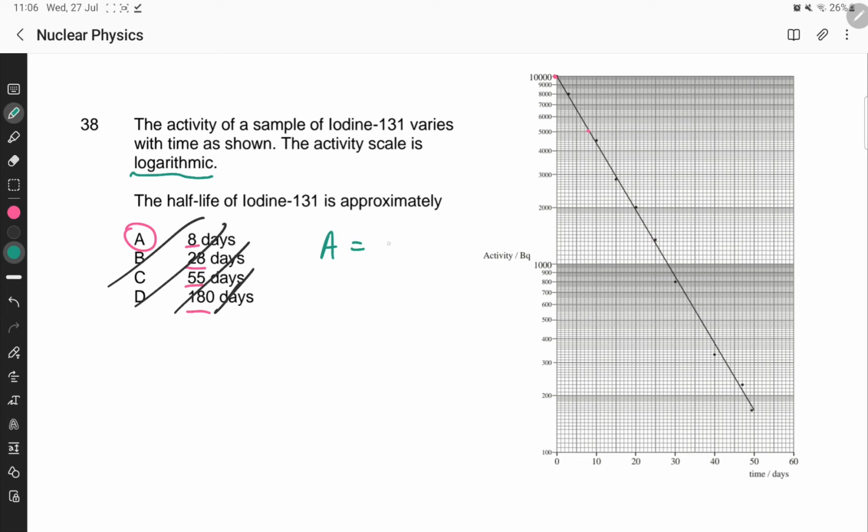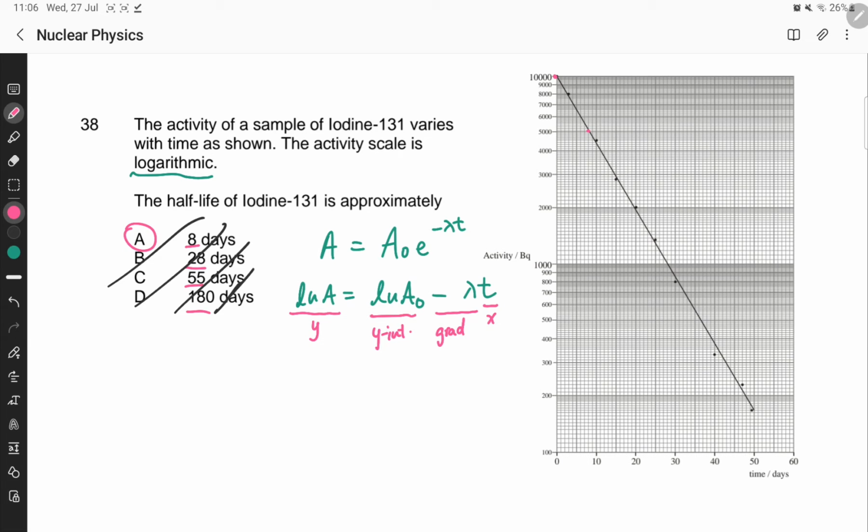So let's write out A equals A naught e to the power of minus lambda t, the proper equation. So you see, ln of A gives us ln of A naught minus lambda t. So this is a linearized equation. When you plot ln A against time, you get ln A as the y, t as the x. This minus lambda is the gradient, and this is the y-intercept.